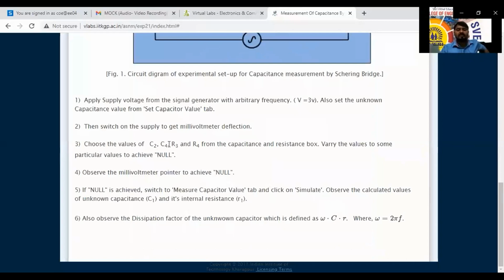Choose the values of C2, C4, R3 and R4 from the capacitance and resistance forms. Vary the values to some particular values to achieve null. Next, observe the millivoltmeter pointer to achieve the null position. That is the detector we have to observe. If null is achieved, switch to the measure capacitor value tab and click on the symbol value. Observe the calculation. We have to click this and we will get the values of C1 and R1 here. We have to note that down.